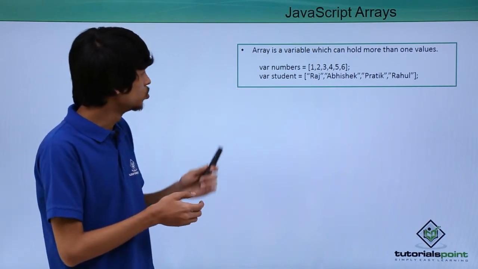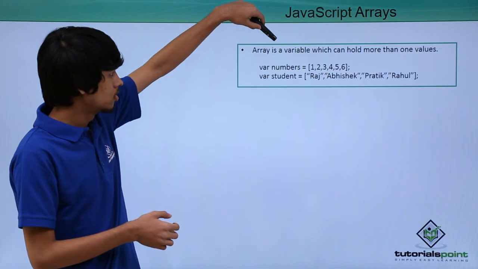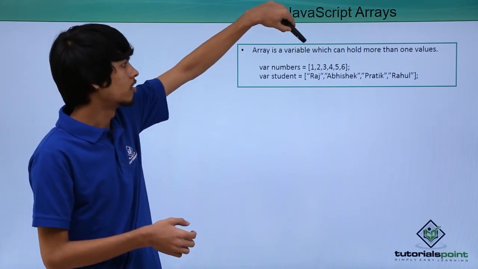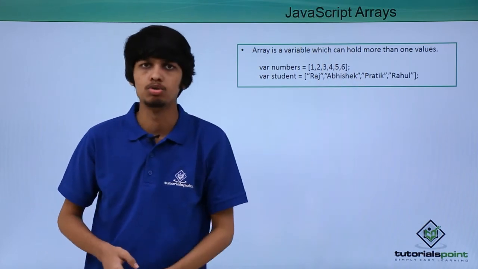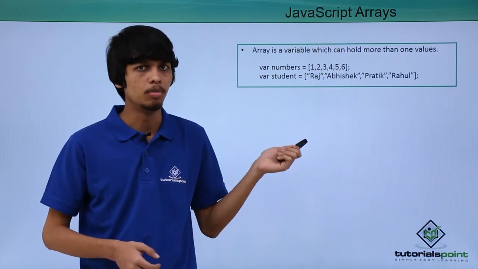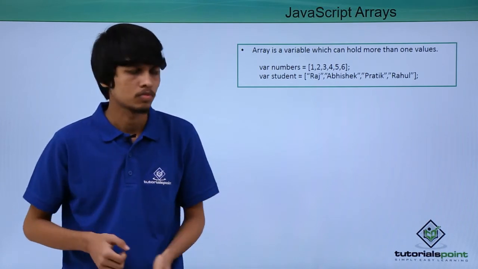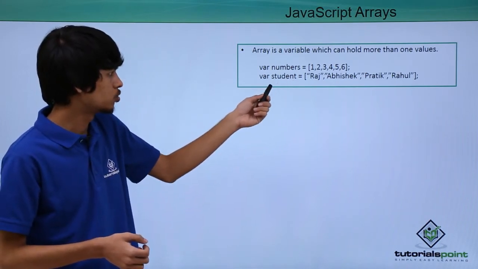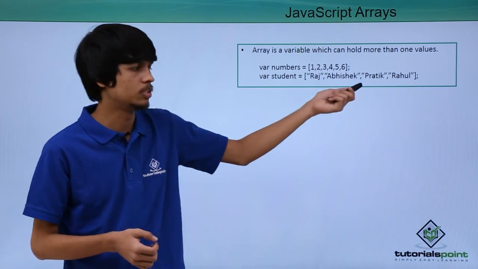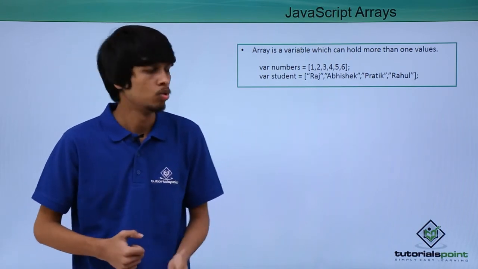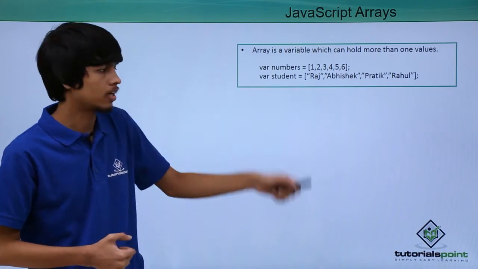Like here, we have used numbers as the name of the array, which is preceded by var, and we have given 1, 2, 3, 4, 5, 6 as values to this array. Similarly, in the below example, we have given some strings as values to that array. Student is an array which contains Raj, Abhishek, Pratik, Rahul as values. So these two, numbers and student, are arrays.